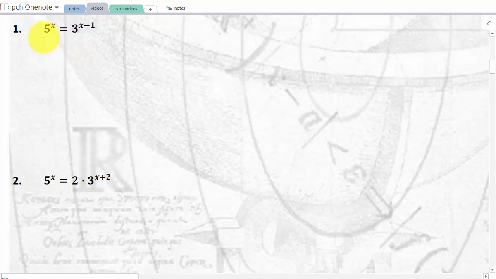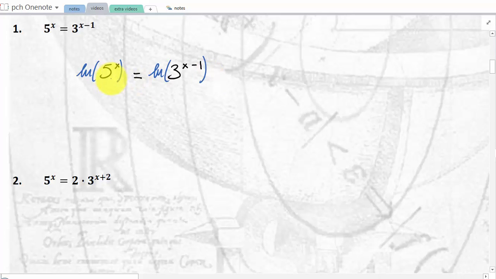In the first equation, the first thing we notice is that the bases are different. What do you do when the bases are different? Let me rewrite the equation: 5 to the x equals 3 to the x minus 1. In this case, I'm going to apply ln on both sides. ln is a function, therefore an equality of input implies an equality of output.